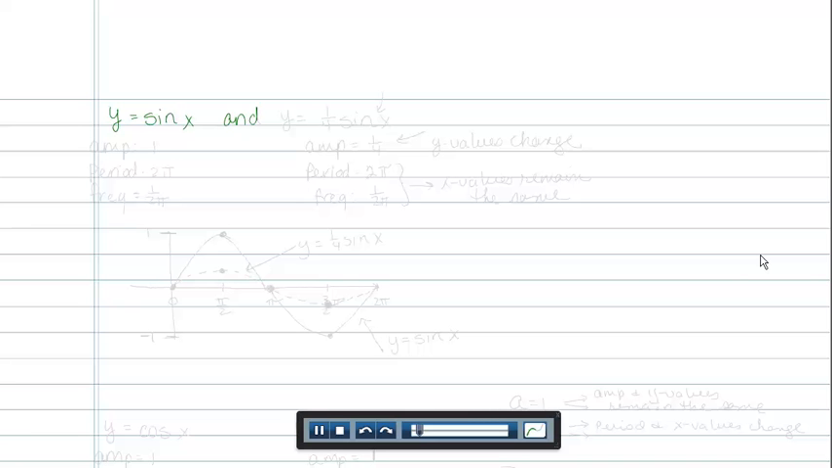and y equals 1/4 sine x. Alright, so let's see if we can do this. We know that this one has an amplitude of 1, has a period of 2 pi, and has a frequency of 1/2 pi. We just know this about sine x. What about this one? Well, the amplitude changes to 1/4. That means the y values change as well.